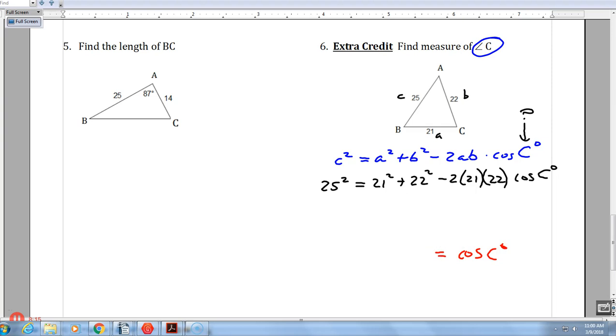So I need to get rid of all this stuff. Let me show you how to do it. To get rid of this, I'm just going to subtract from both sides. So I'm going to have 25 squared. I'm going to subtract this 21 squared from both sides. You're gone. I'm going to subtract the 22 squared. You're gone. Now this is all multiplication: negative 2 times 21 times 22 times. So to get rid of all that, I have to divide. So I need to divide by this. So now you're gone, and I'm left with just the cosine of C on that side.